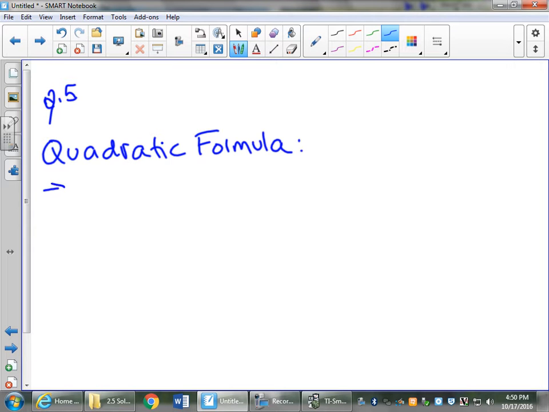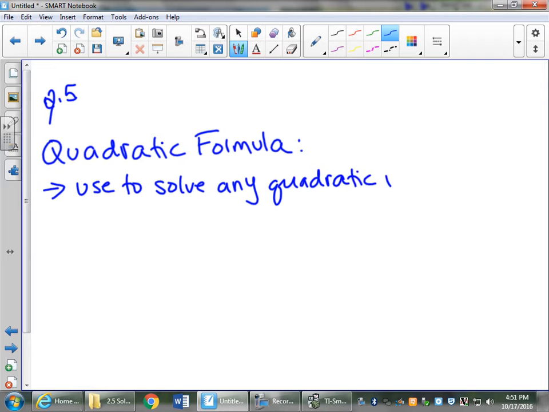Okay, so we can use this to solve any quadratic in standard form that you have to set equal to 0. So you might have to do some work to get it equal to 0 first, and then once you set it equal to 0, you can apply this formula. So I'm going to write it on the board.